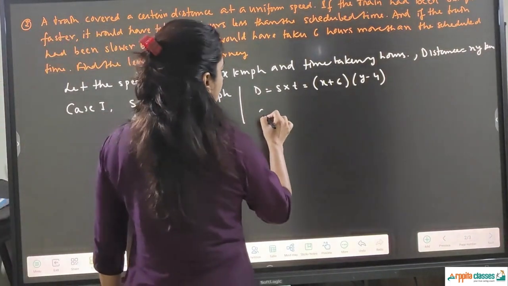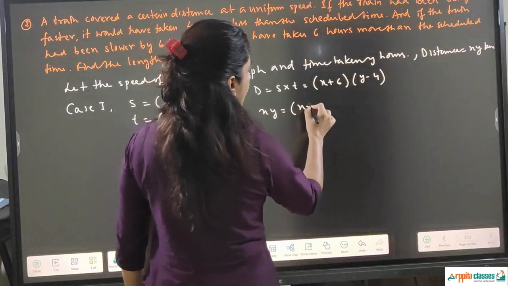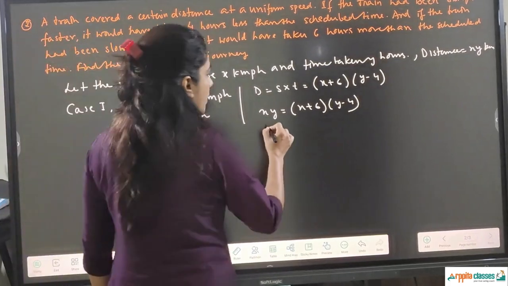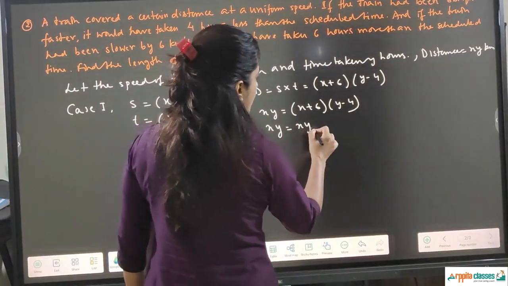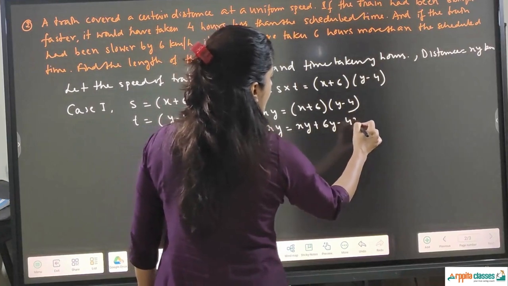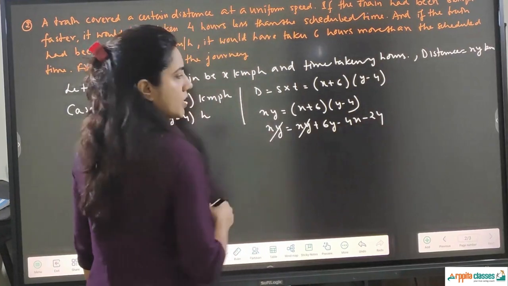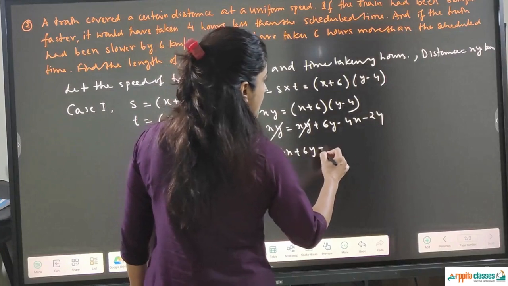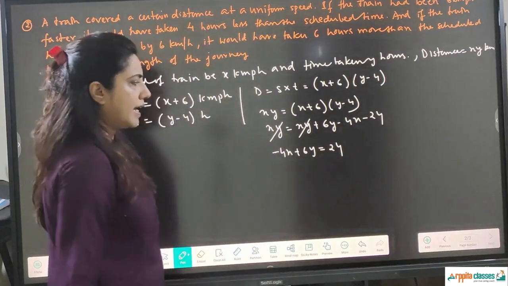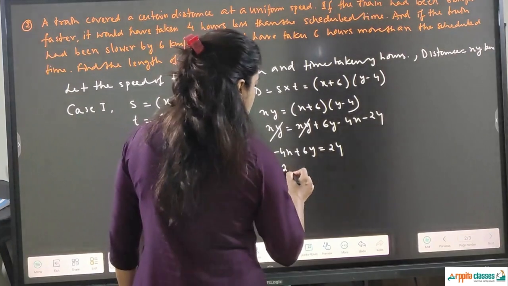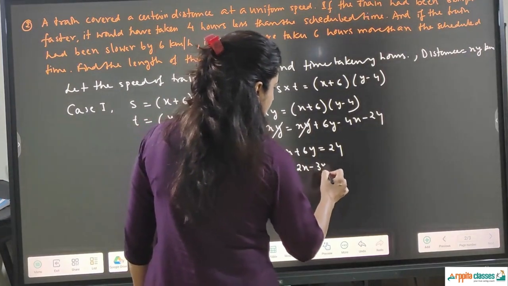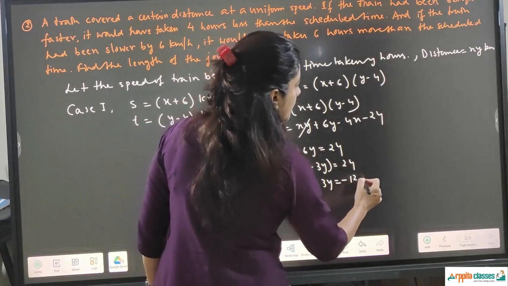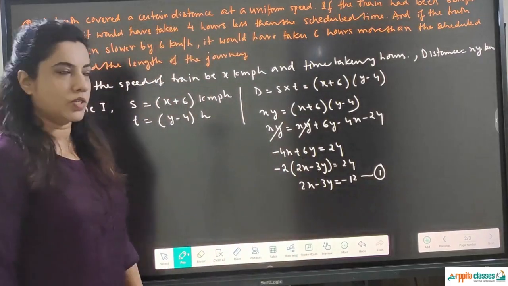So we can do what? xy is equal to x plus 6 into y minus 4. We can write this, right? From here we'll get an equation. xy is equal to xy plus 6y minus 4x minus 24. These two get cancelled. So it is minus 4x plus 6y is equal to 24. Cancel everything by 2. I'll take minus 2 common. So 2x minus 3y is equal to minus 12. This is my first equation.